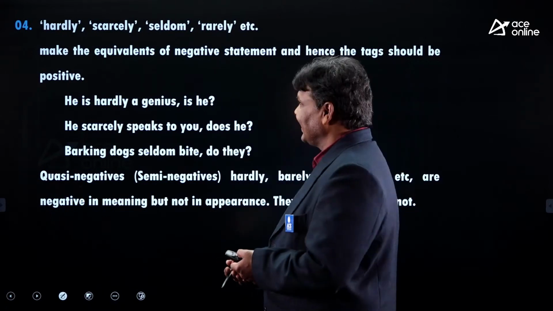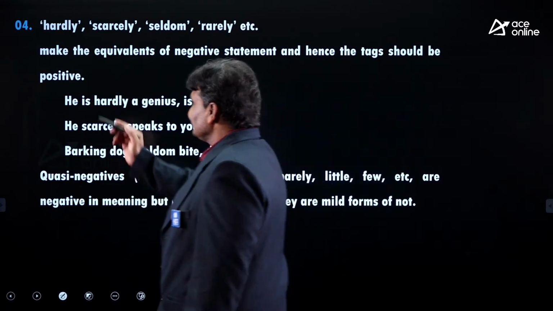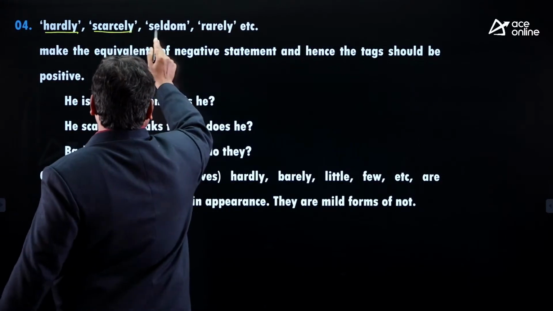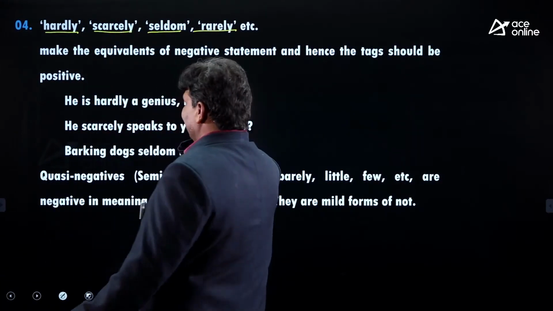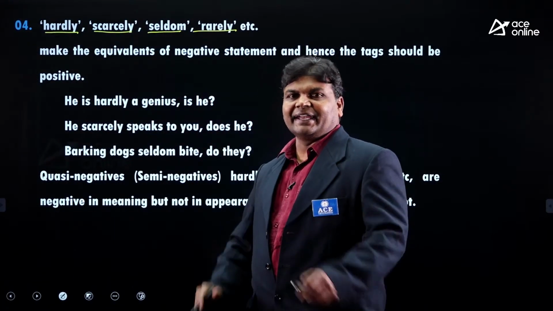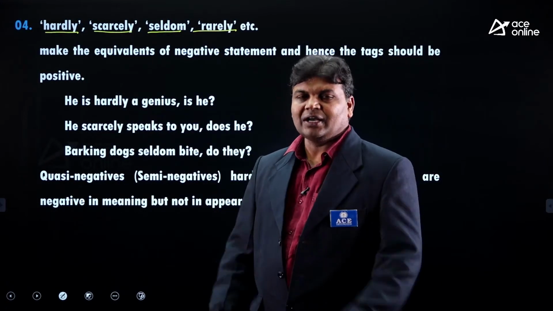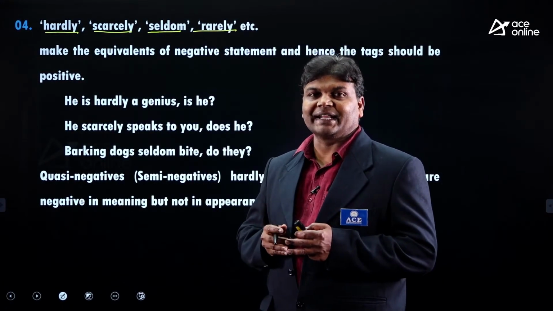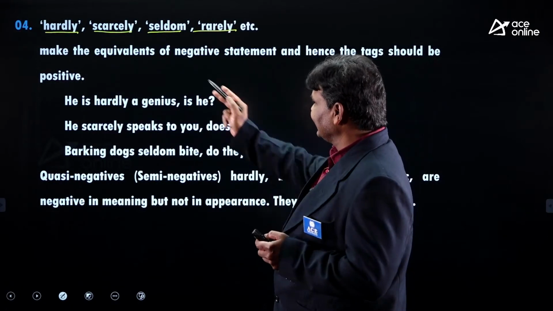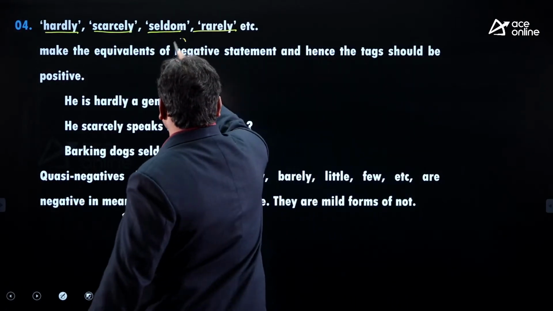Next number now. Let us look at these words. Hardly, scarcely, seldom, rarely, barely, neither, nor, all are negative words. They make the equivalents of a negative statement, please.